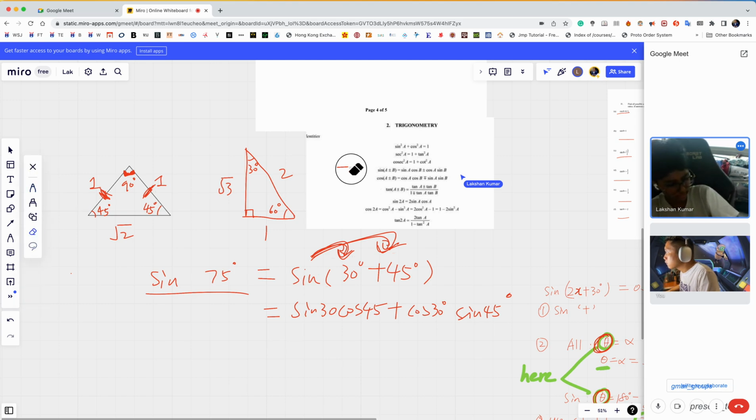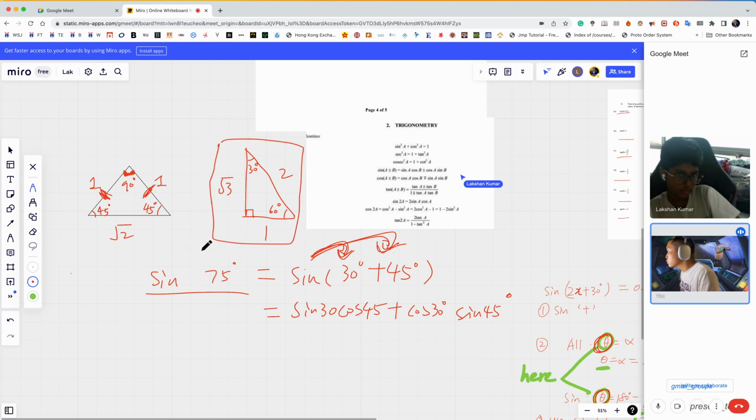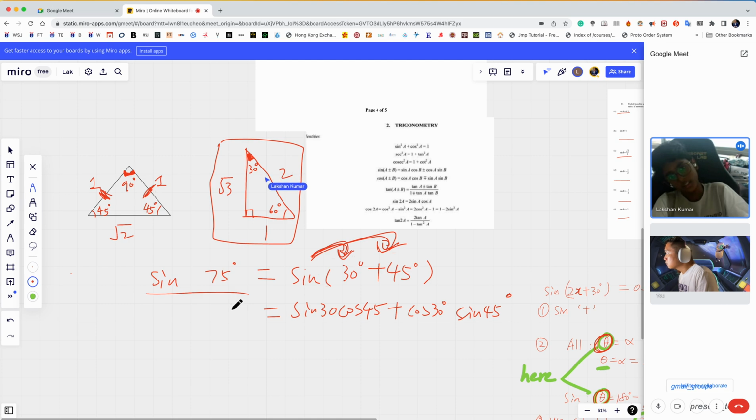Sine 30. No, you make use of this one. You are not supposed to use a calculator. You are supposed to use this one. Oh, okay. Sine 30, I think I know. It is 1 over 2. Yes, it's opposite over hypotenuse. Very good. So this is half.